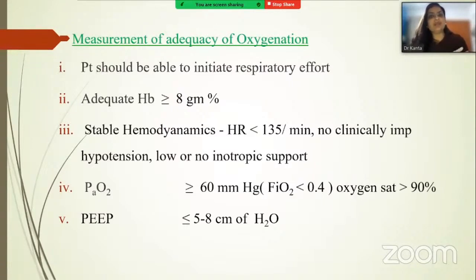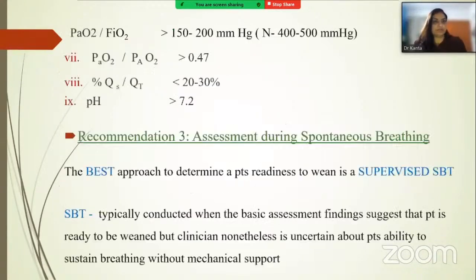So this patient needs to initiate his or her own respiratory effort, should have adequate hemoglobin for oxygen carrying capacity, should have stable hemodynamics with a heart rate of less than 135 per minute, with no clinically important hypotension, with low or no inotropic support. The arterial oxygen should be greater than 60 millimeters of mercury on an FiO2 of 40%, and oxygen saturation greater than 90%, with a PEEP of less than or equal to 5 to 8 centimeters of water.